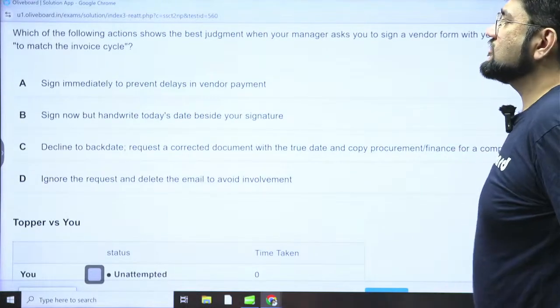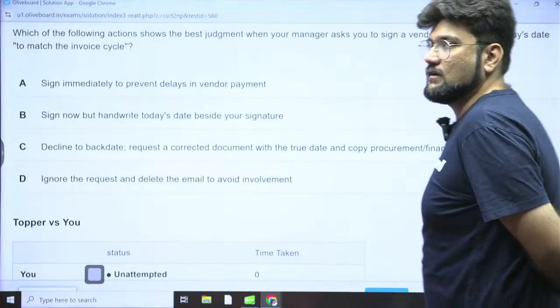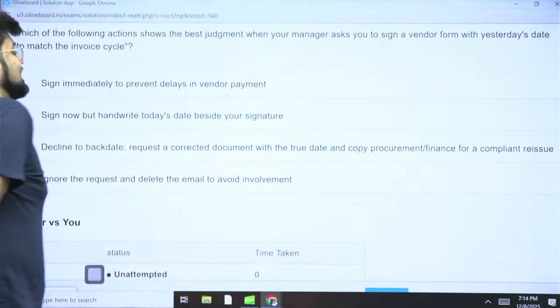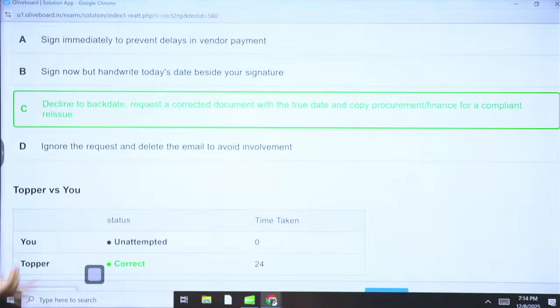Which of the following actions shows the best judgment when your manager asks you to sign a vendor form with yesterday's date to match the invoice cycle? They're basically asking you to forge it. Okay, so you sign immediately to prevent delays in the vendor payment? No. You sign now but handwrite today's date beside your signature, so that means you're not calling out the person who is asking you to commit a crime. The third one is decline to backdate, request a corrected document with a true date and copy procurement or finance for a compliant reissue. Okay, option C is the right answer.